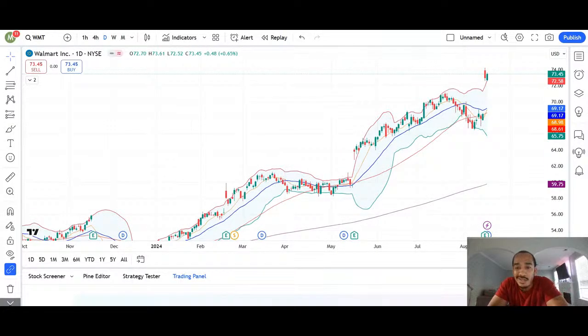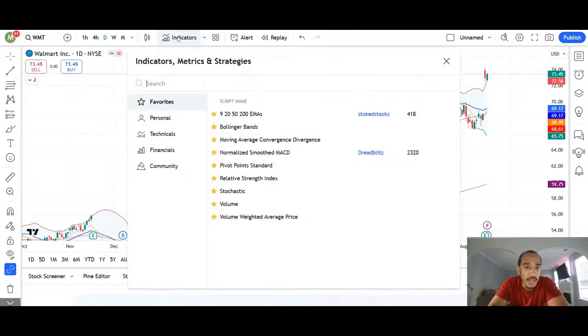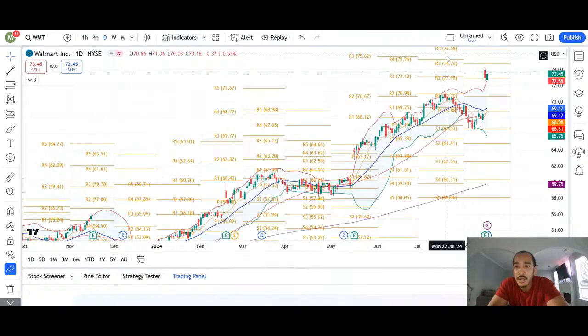Right here, it broke that 20 SMA, which is the middle line of the Bollinger Band. This is a perfect time to exit. You know what I'm saying? And you can ride it up off of that. But always keep in mind, there's nothing guaranteed in the stock market, right? So with that being said, I'm going to go to my next indicator that I like to use. If you look, I've got them all started up. I like pivot points.